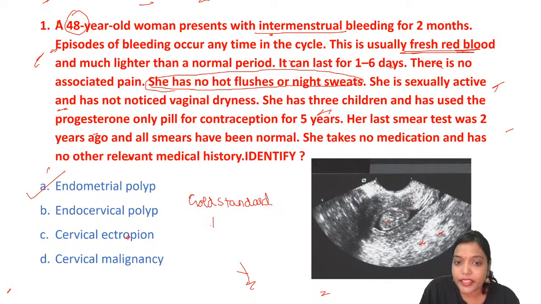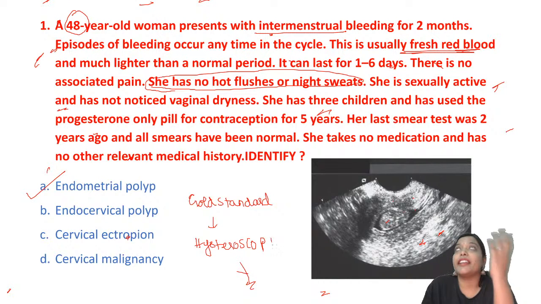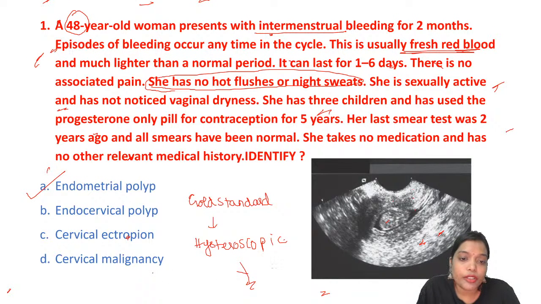The gold standard is hysteroscopy, because I can see directly. And treatment is also hysteroscopic DNC.